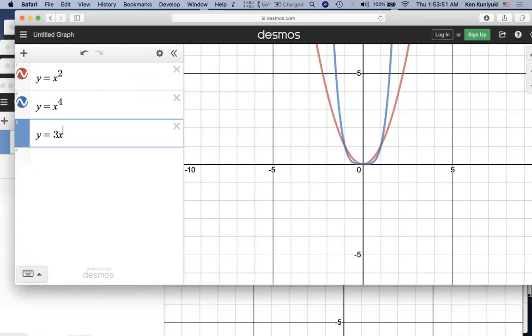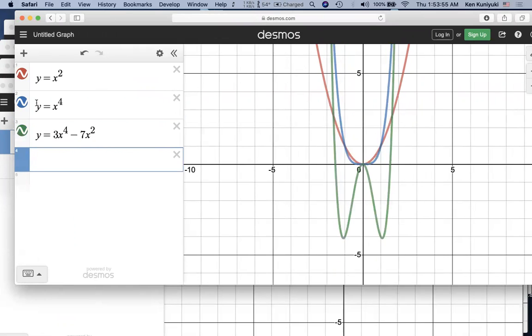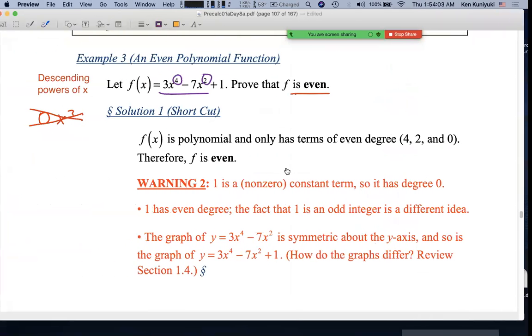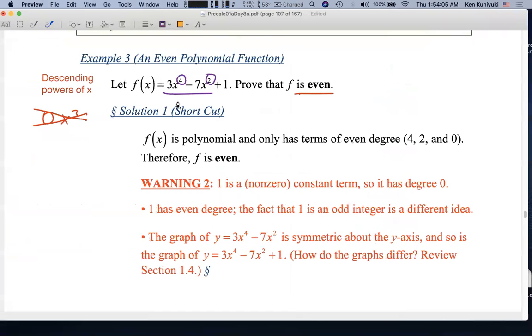Y equals 3x to the fourth minus 7x squared in green. That's going to represent an even function. Again, we have symmetry about the y-axis. So you should believe that 3x to the fourth minus 7x squared gives an even function. What might creep you out is the plus 1. How do we retain the even property?